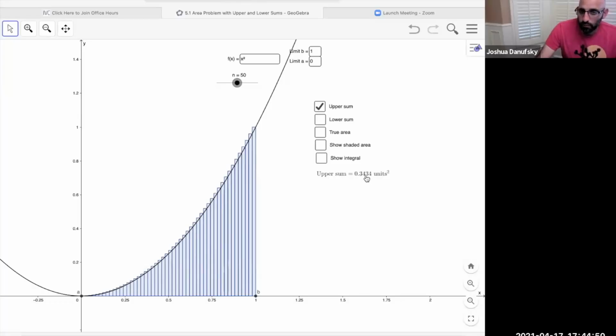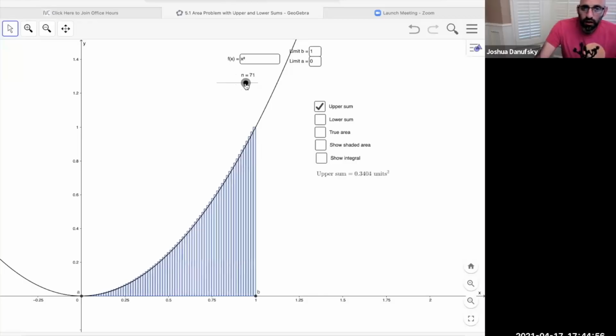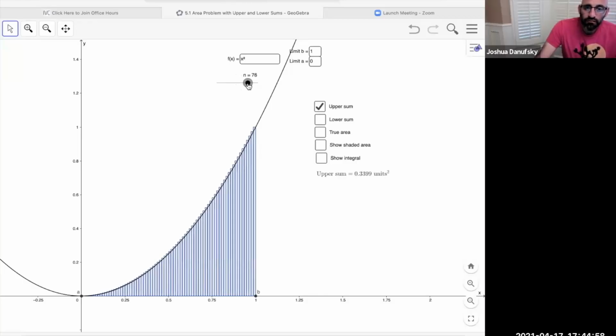So look what we have now. We have 0.3434. Okay, but why stop at 50? Why not go to 75? There's 75 rectangles, 76, 0.3399. And we have much less area over the curve, right?